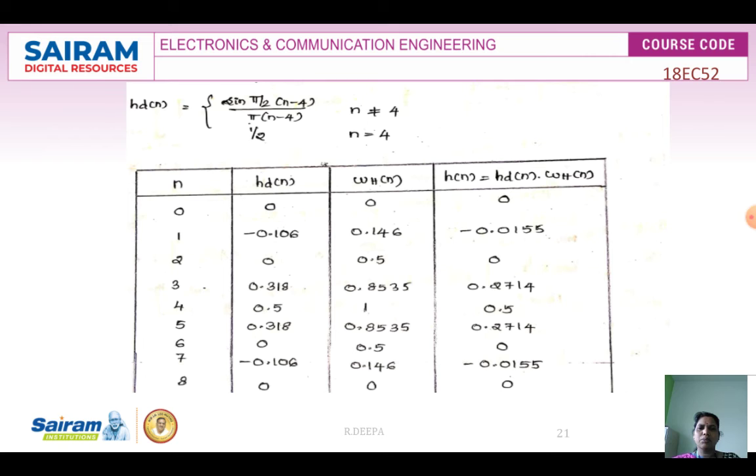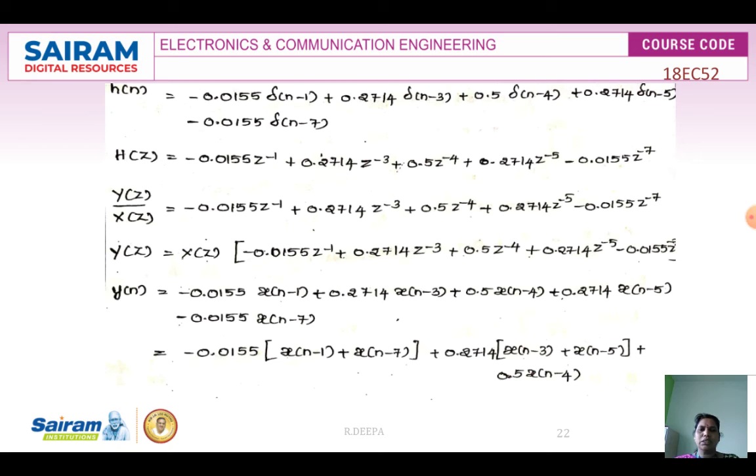Then as usual we will put it in a tabular column where we are going to multiply wh of n along with hd of n for different values of n starting from 0 to 8, and it is listed out here. So this final column represents your impulse response of the FIR filter.